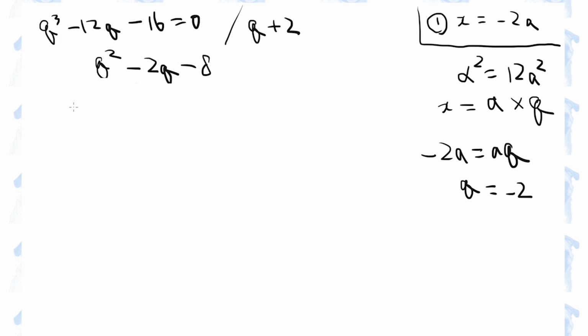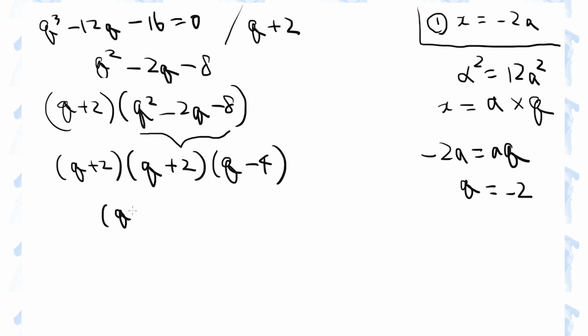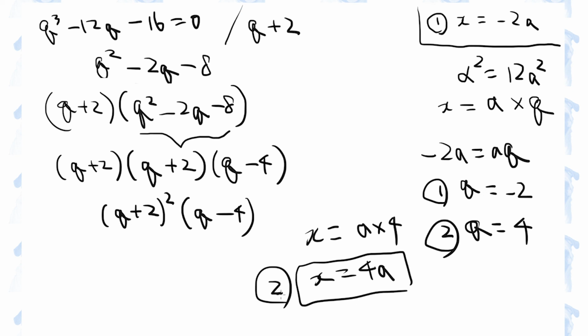So this cubic function can be factorized as (q plus 2) times (q squared minus 2q minus 8). So let's factorize this part: (q plus 2) squared times (q minus 4). Let's plug in this value of q into this equation and we get x equals a times 4, or 4a. So this is the other solution.